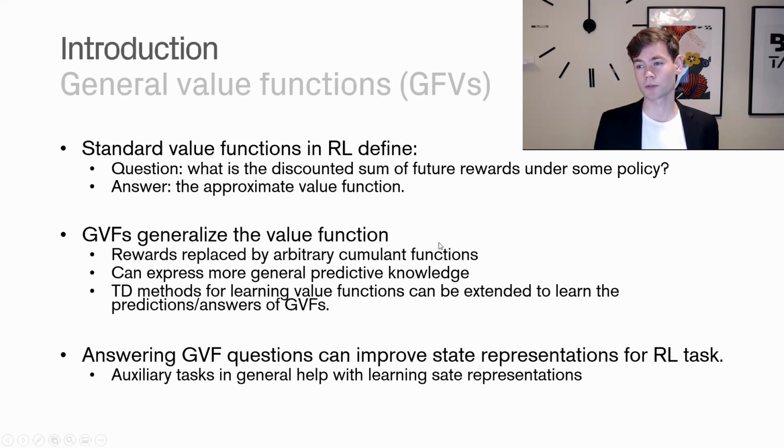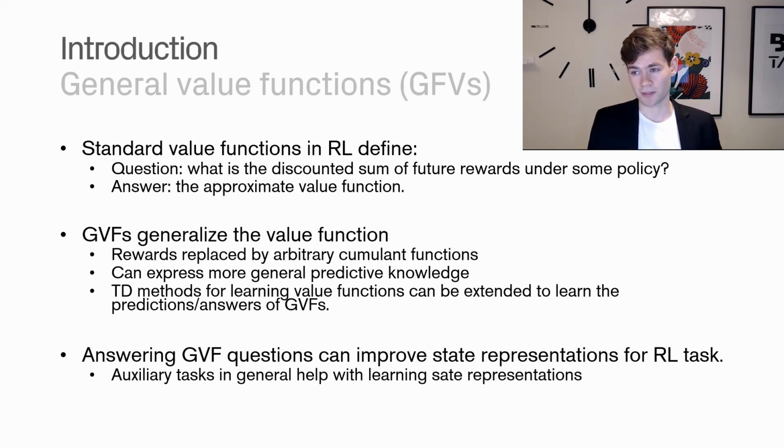If we compare this to what's normally done in a reinforcement learning setting, we basically pose a question to ourselves. We ask what the discounted sum of future rewards is under some policy, and that's what we're trying to solve when we approach this in the standard way. The answer to that question is the approximate value function, and that's what you try to get using various algorithms that we can employ.